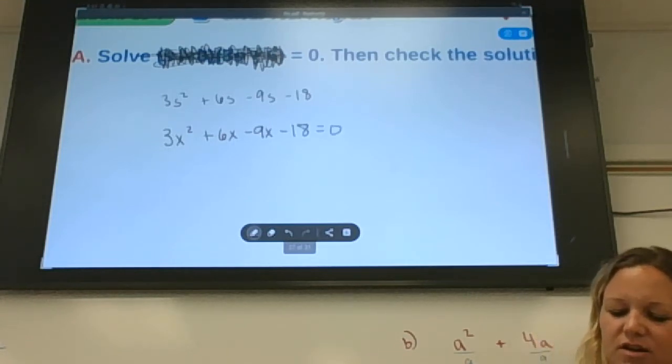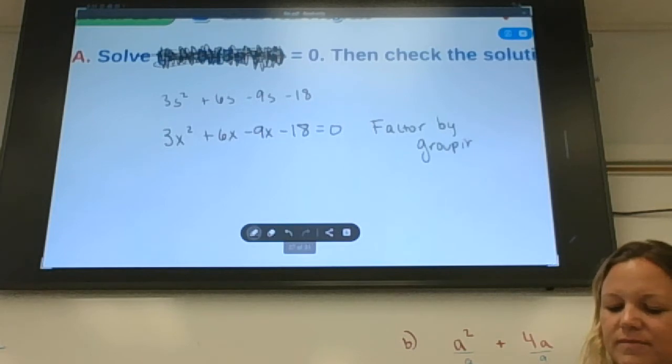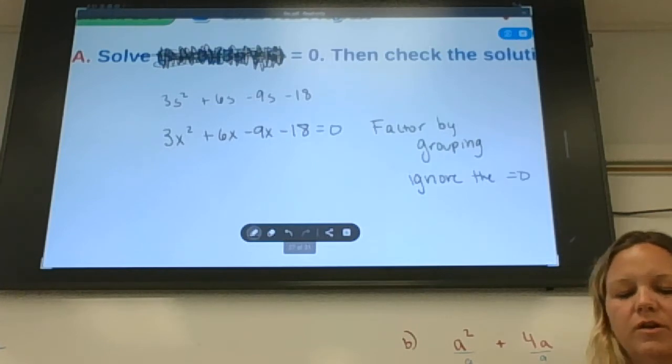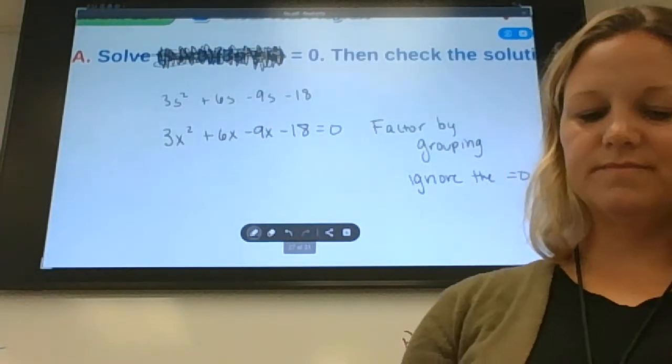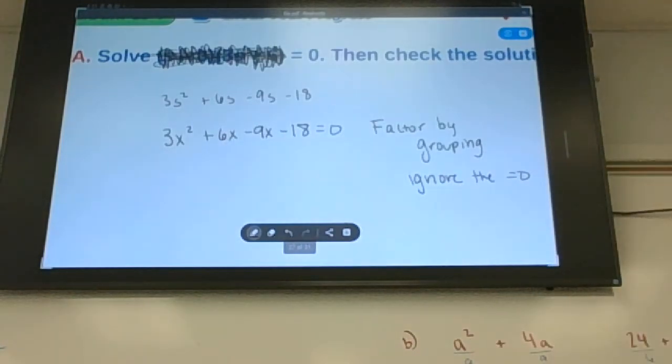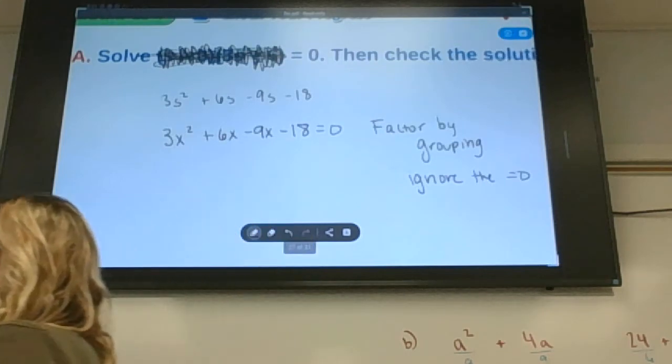Okay? So, you guys, factor by grouping. Oh, now you gotta group. Ignore the equal 0. Group those and factor it. You had to put an exponent. Just group them.